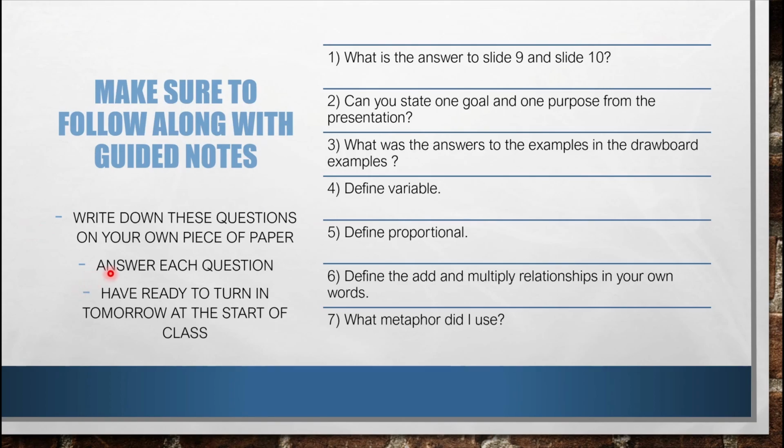Now, I want you to write down these questions on your own piece of paper at home. I want you to answer each question, and then I want you to have it ready to turn in tomorrow at the start of class. Answer them the best of your knowledge of how I've explained it. And of course, if you have any questions, put your questions at the end. So label 1 through 7, and at the very end, write your questions that you have and bring them to class, ready to be answered.